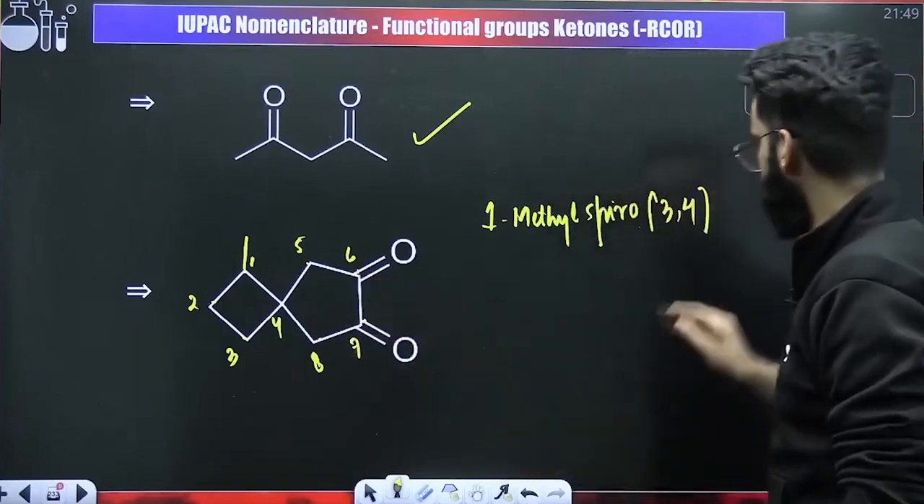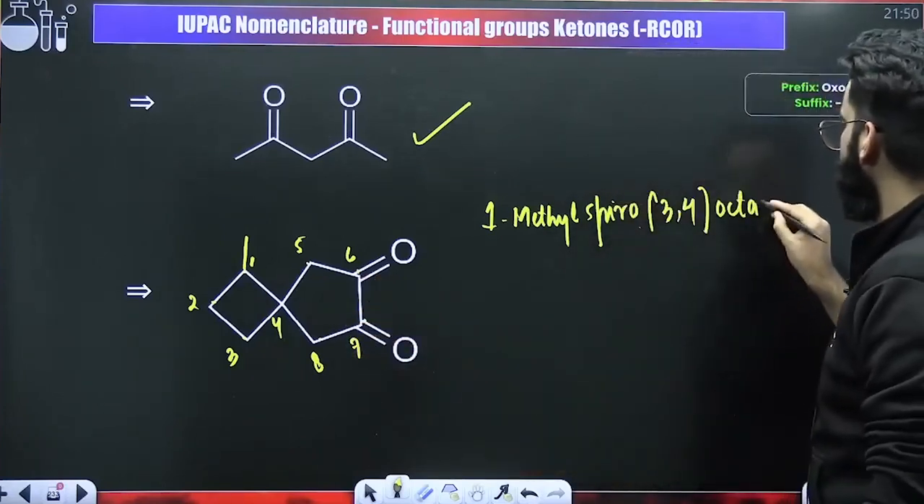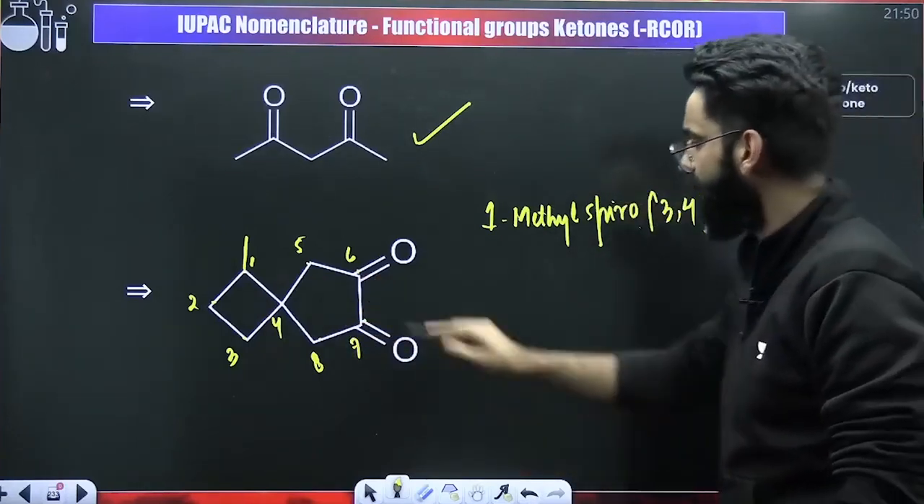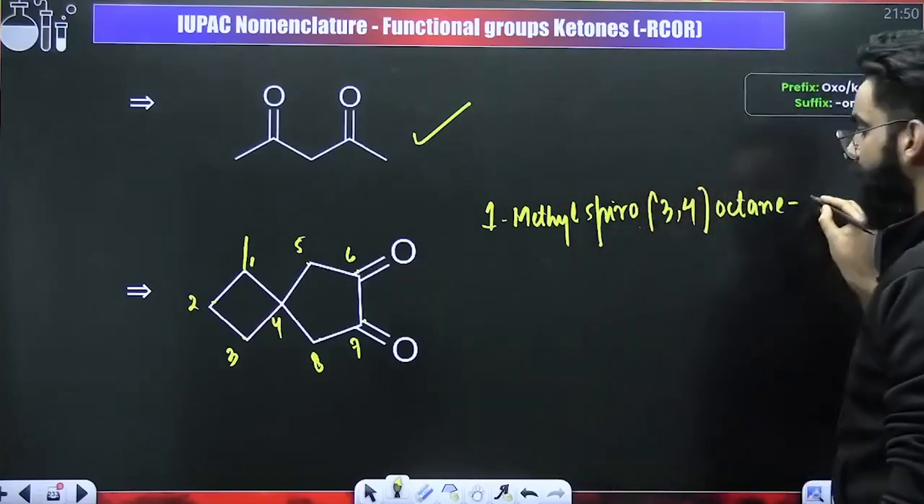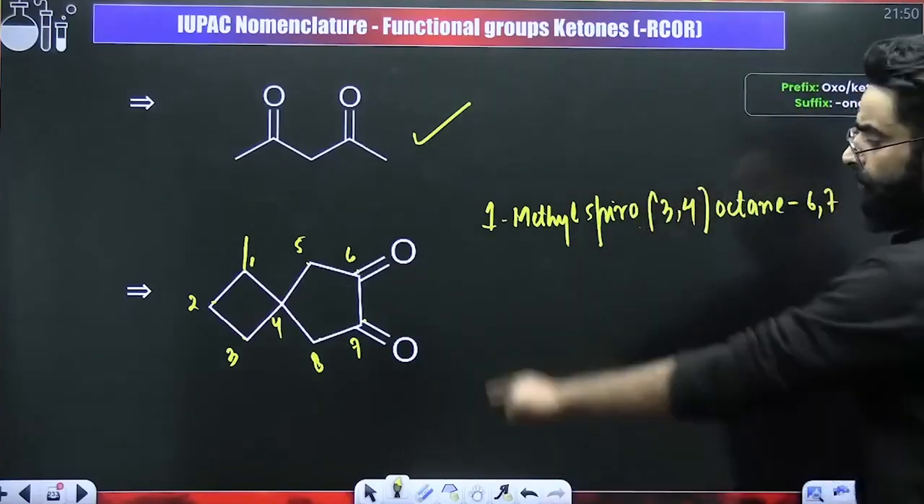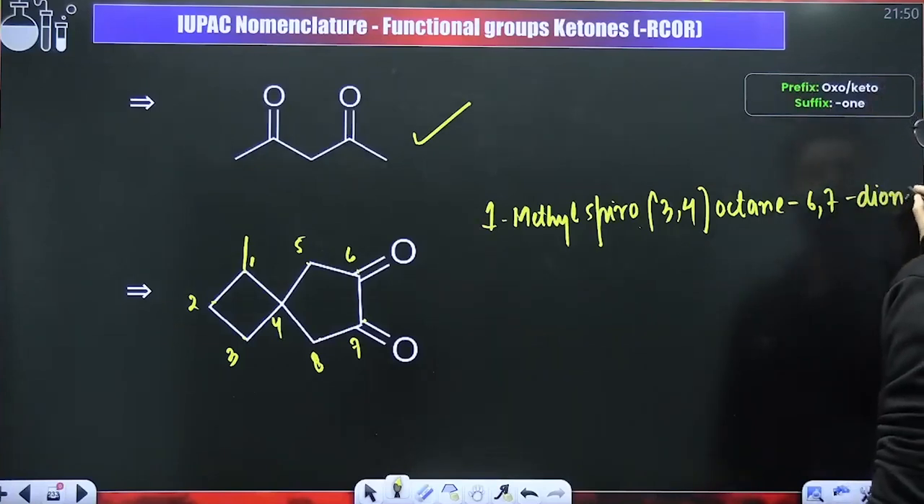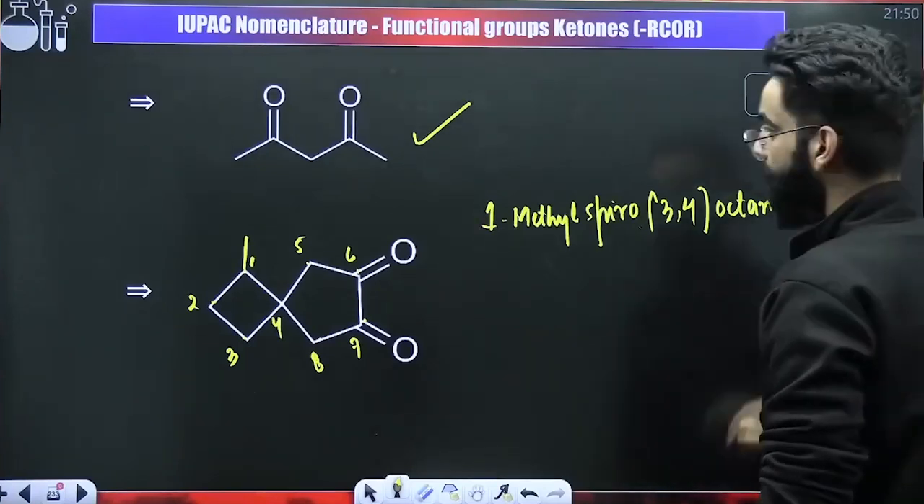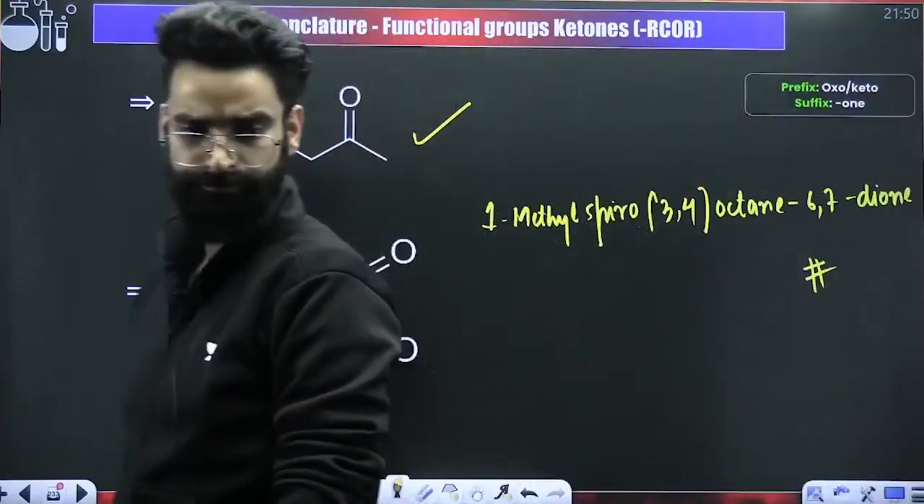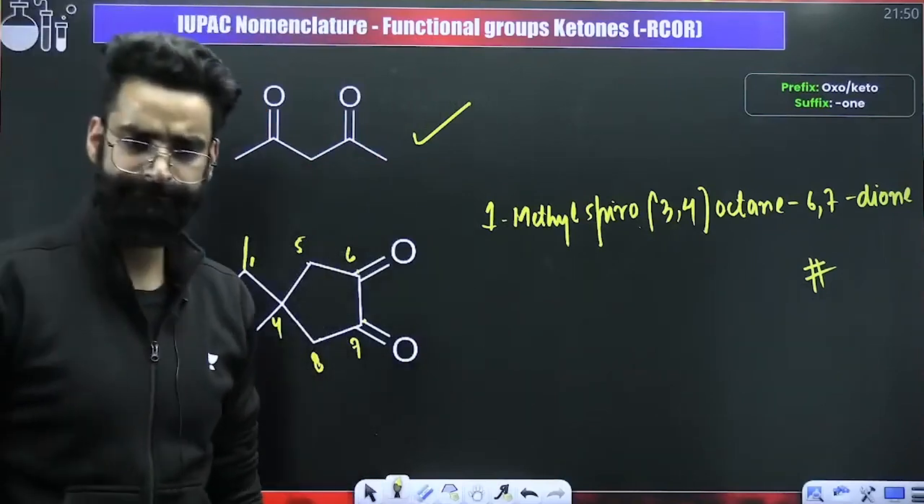Then 8 carbon atoms, so oct, everywhere single bond. Now at carbon number 6 and 7, two keto groups, so it's going to be dione. This is going to be the name of the compound. Perfect, guys.